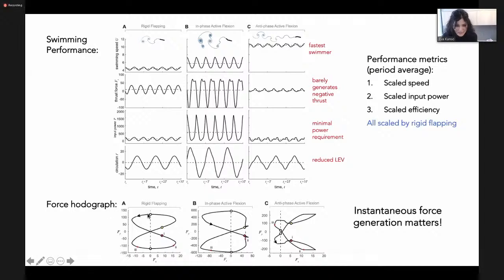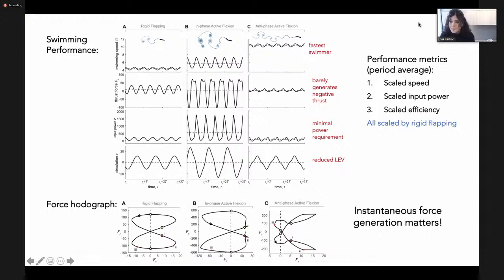I was just telling you about plotting the transverse force versus the thrust force. I was trying to emphasize the idea that when you have this anti-phase flexion, you actually minimize the negative thrust and you spend most of your time in positive thrust. This is over one cycle of oscillation. The other thing that's important to note is that the magnitude of your transverse forces are much smaller when you're doing this anti-phase active flexion.